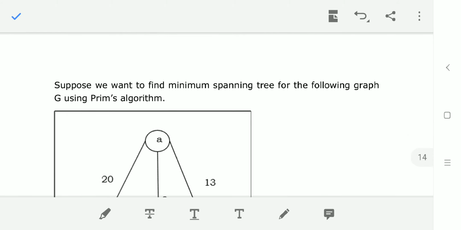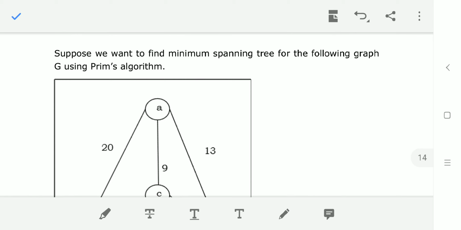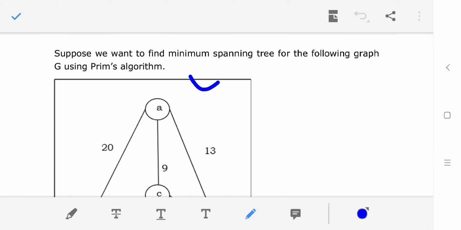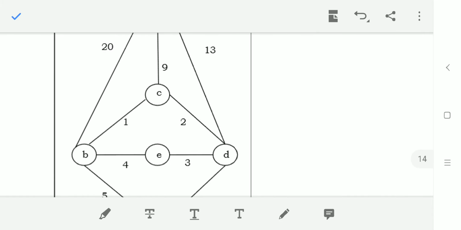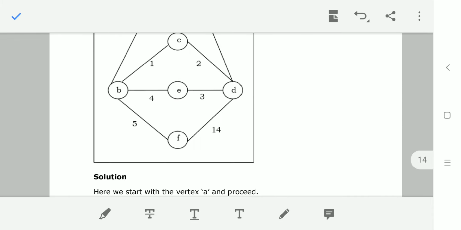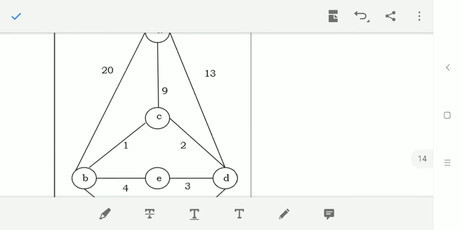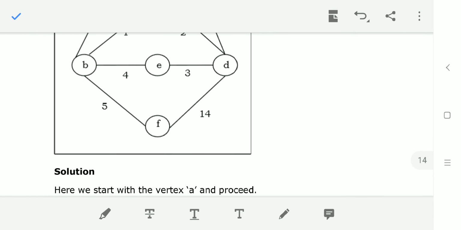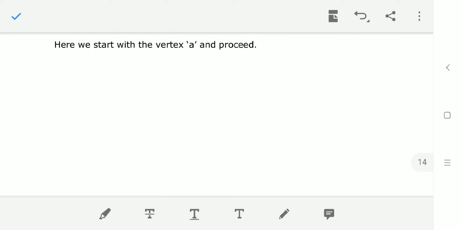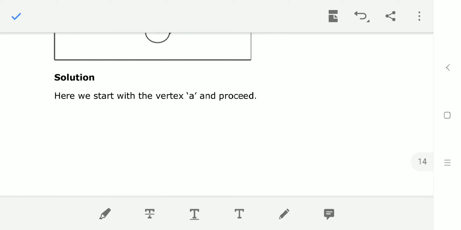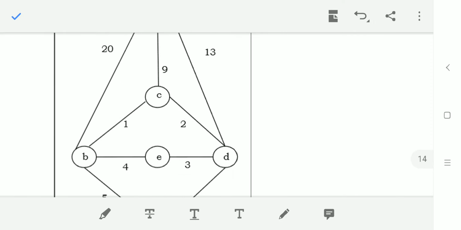This is the problem. Suppose we want to find minimum spanning tree for the following graph G using Prim's algorithm. This is the graph. The solution is, here we start with the vertex A and proceed.